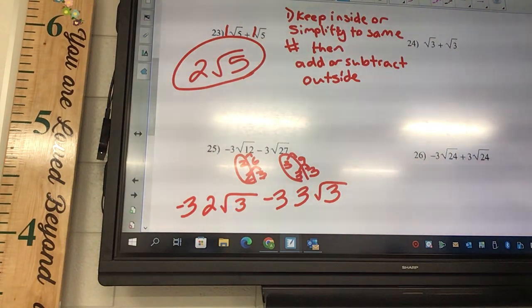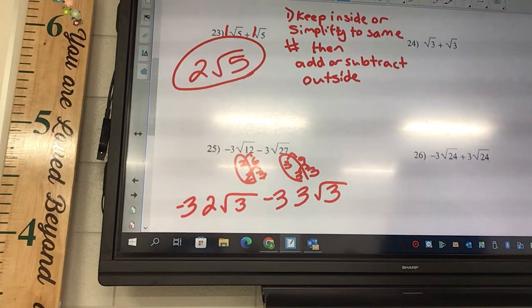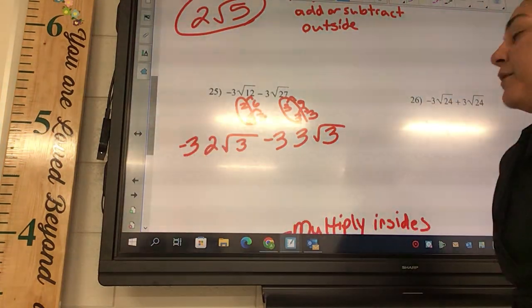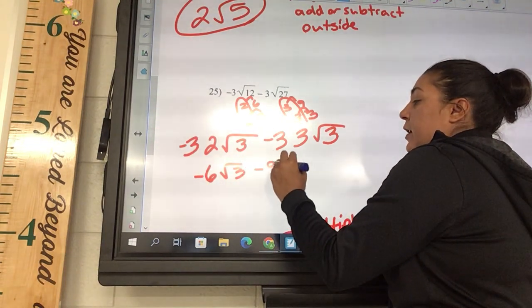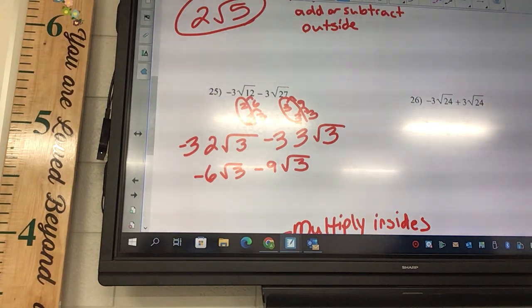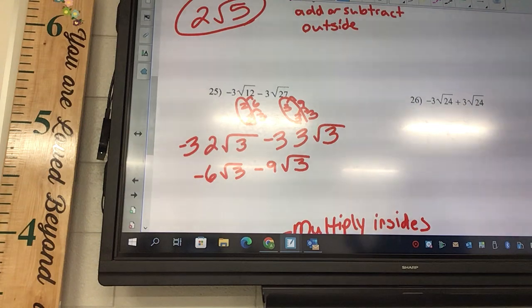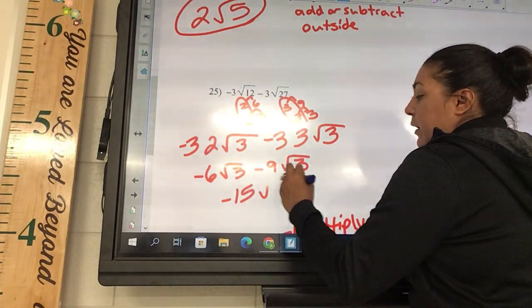Okay, what do you do with all those things on the outsides? Multiply them. So 3 times 2 is going to be negative 6, square root 3, negative 9, square root 3. Now our inside's the same. Yeah, so we can combine the outsides. What is negative 6 minus 9? Negative 15, square root 3.